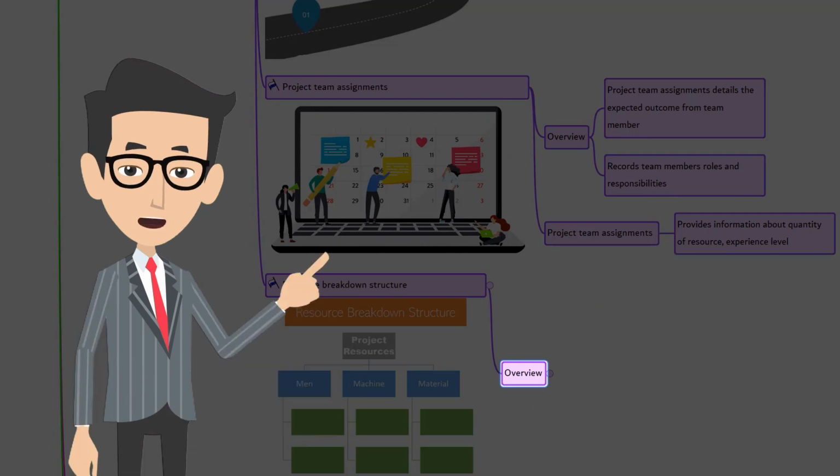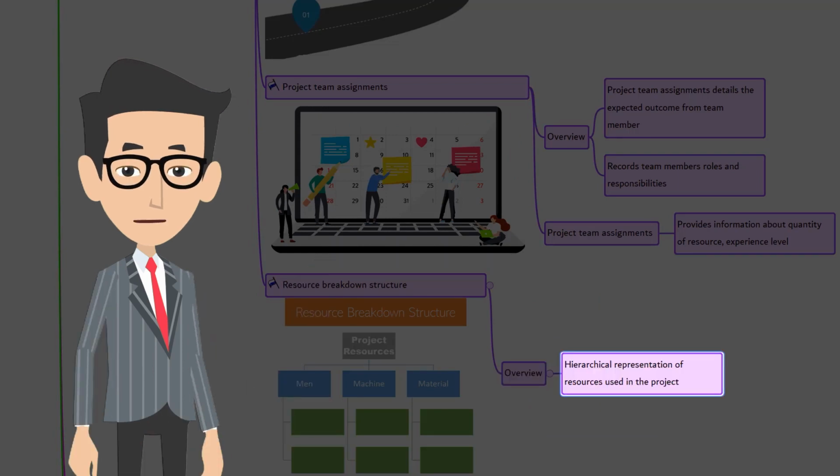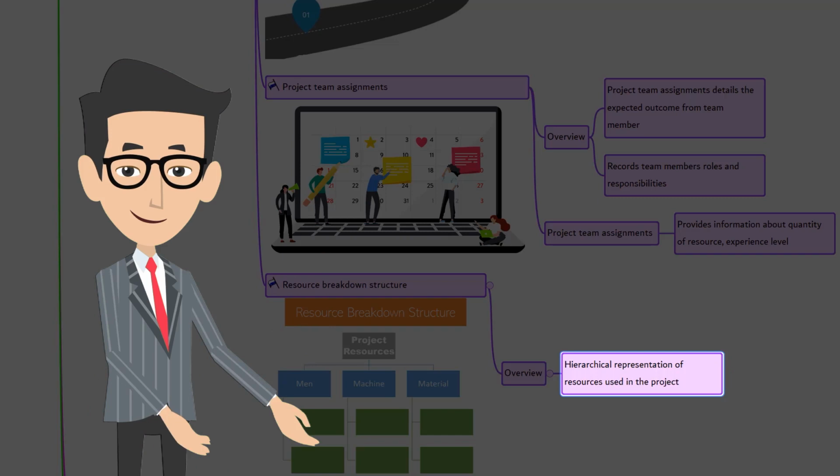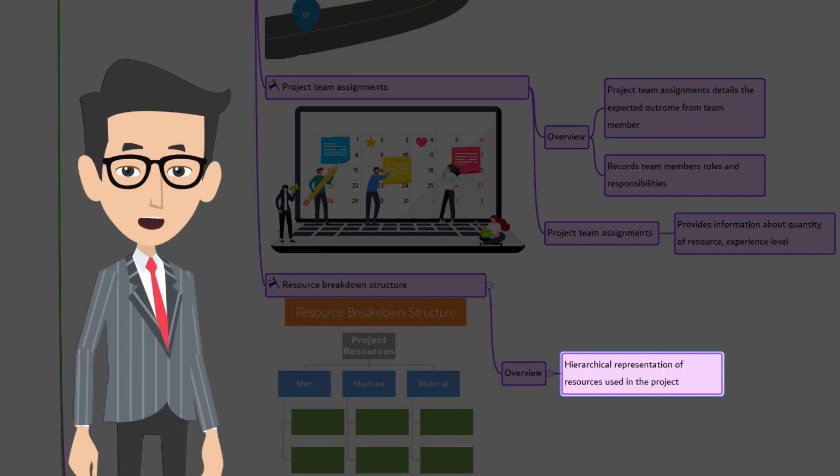The next one is resource breakdown structure. Let's look at the overview first. Resource breakdown structure, shortly RBS. Don't get confused with risk breakdown structure, which we will be discussing in risk management knowledge area shortly, because it has the same abbreviation as RBS. By the way, there is nothing as a risk breakdown structure, so you should not get confused. The resource breakdown structure is a hierarchical representation of resources by category and type.